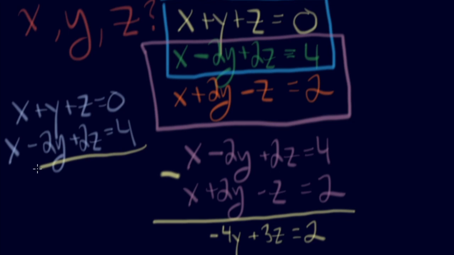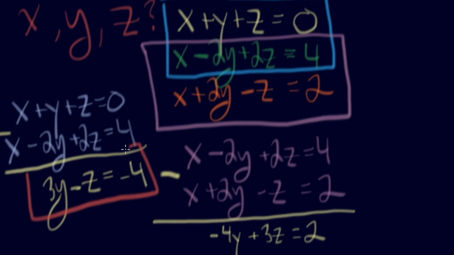Over in my blue, I'm going to subtract again. So my x's are gone. And y minus minus 2, which is going to be 3y. z minus 2 is going to be negative z. And this is going to be negative 4. Okay. So now we have two new equations that look like our basic systems, don't they? They're two variable systems of y and z.